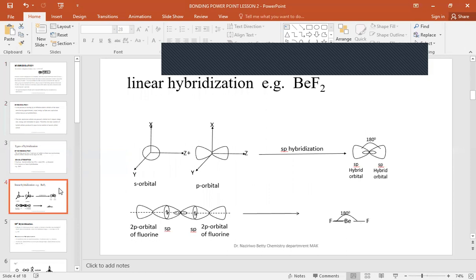When we look at the orbitals, this is the s orbital and the p orbital. Under hybridization, we get this. And each orbital is having 1 electron, whereby the orbital in fluorine overlaps with the 1 electron on beryllium, and similarly on the other side, to form a linear molecule at an angle of 180 degrees.